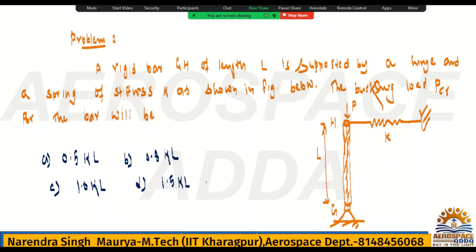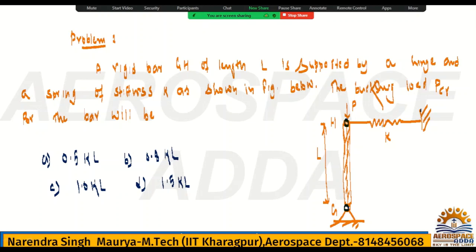See, it's very clearly a rigid bar GH. This GH is a rigid bar of length L, and by looking you can see P load is acting on this column, and it is vertical, so you can understand this is the column supported by a hinge. That's the reason we have this dot here, that hinge support symbol, and a spring of stiffness K as shown in figure. So this is the spring. One end is supported by the spring, and that spring stiffness is K. Okay. Now they are saying the buckling load PCR for the bar will be.